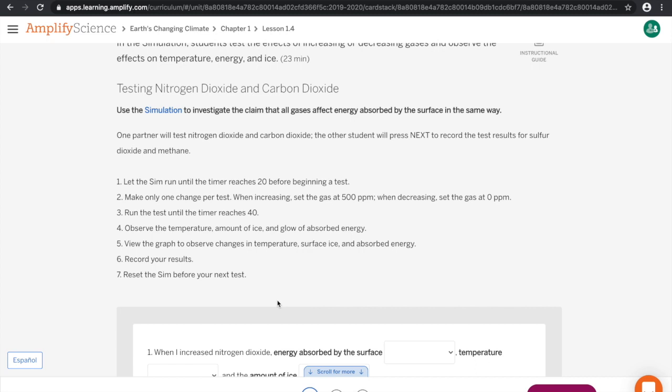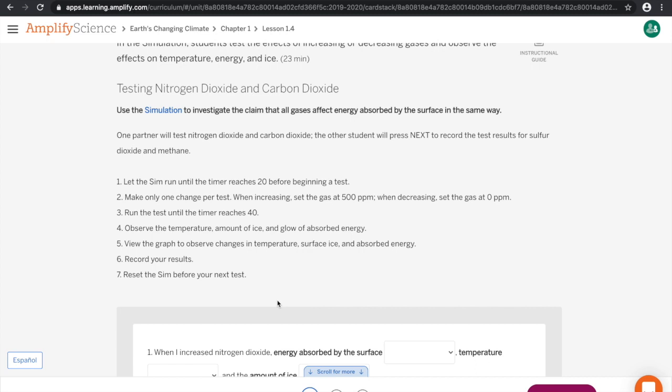Make only one per test. When increasing, set the gas at 500 part per million. ppm is part per million. When decreasing, set the gas at 0 part per million. So they asked us to go to the extremes, the highest and lowest that the models allow.